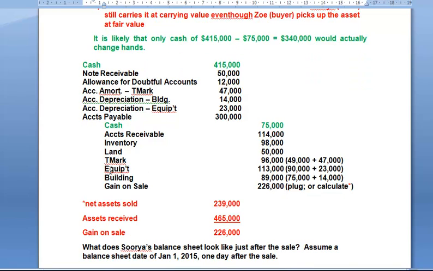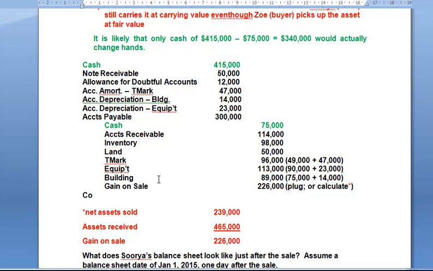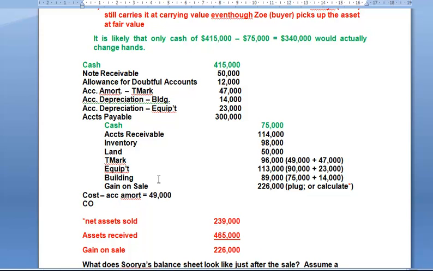So in order for us to get rid of the trademark, the building, and the equipment at cost, we have to calculate that. They didn't give it to you. So this is a little bit of a trick. You knew that the carrying value was $49,000 for the trademark, and you know the accumulated amortization was $47,000. So you can think of it this way. You know that cost less accumulated amortization was equal to $49,000, right? Well, you're having to calculate the cost less the accumulated amortization, which you knew was $47,000. So you know that's equal to $49,000, which is the carrying value you're given.